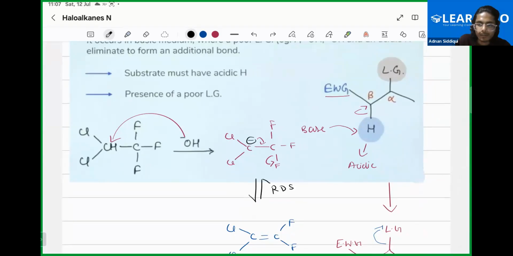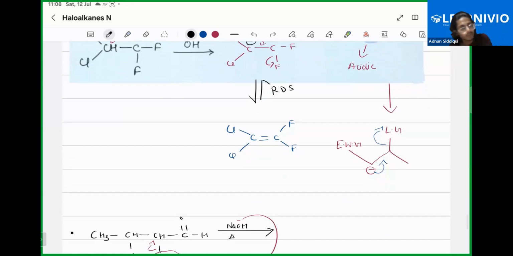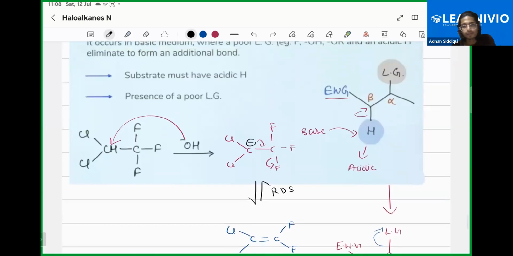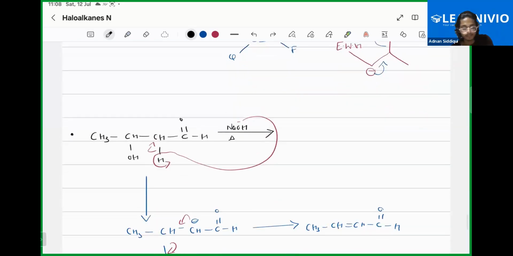Is it clear? Why, sir, is the leaving group here not attacking back? Because we have kicked it out here. So this is your E1CB reaction. It will also lead to the generation of an alkene. What are the main conditions for this? You must have a leaving group, a bad one, an electron withdrawing group and an acidic hydrogen. If these three conditions are met, plus a basic medium, then you will go for E1CB.